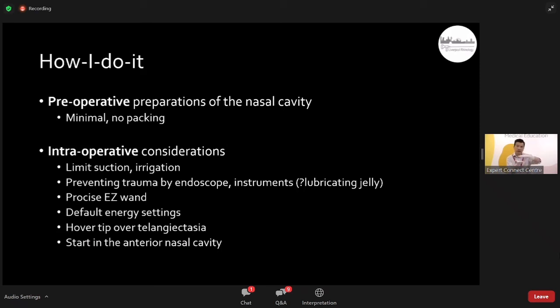I hover it over the telangiectasia, and I almost always start anteriorly and then work posteriorly, because I don't want to tackle the large telangiectasia more posteriorly and then traumatize the anterior part of the nasal cavity beforehand. If one cannot get control of that constant ooze, it's much easier to pack the nose anteriorly rather than have to pack the entire nasal cavity. These are things I learned to manage over the last 2 to 3 years of using the coblator.